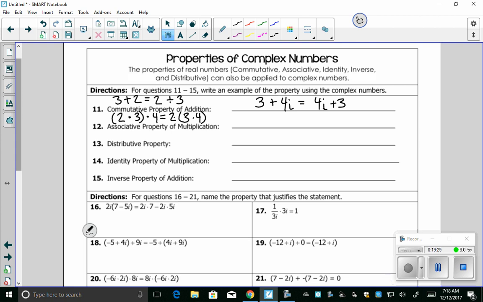So if I use an example using complex numbers, I could say, okay, 2 times, I'm going to use a bracket because I'm going to use a parenthesis in a second, 3 times 4 plus 5i, it will equal the same as 2 times 3 times 4 plus 5i.